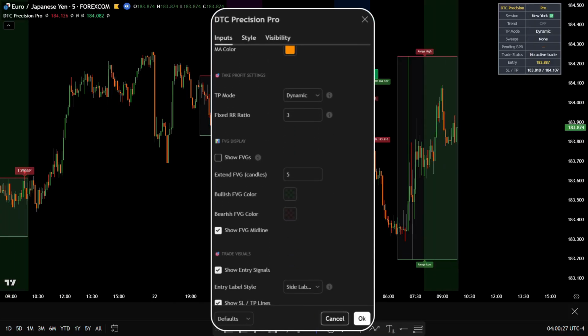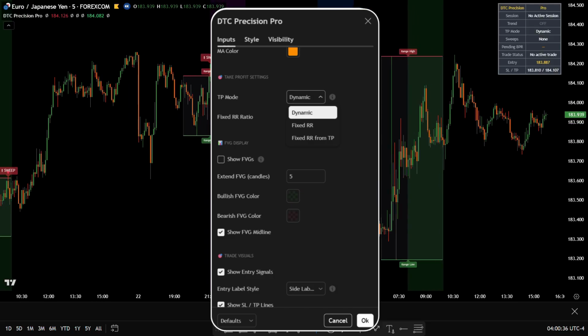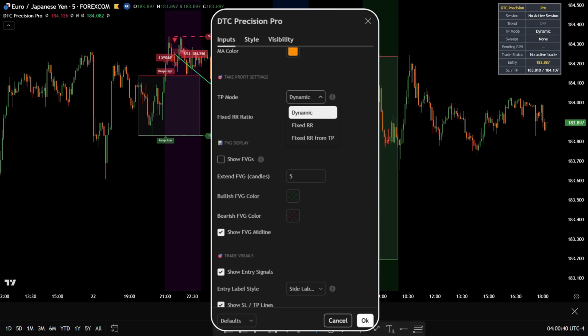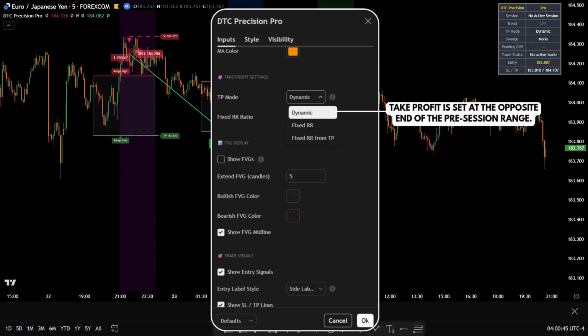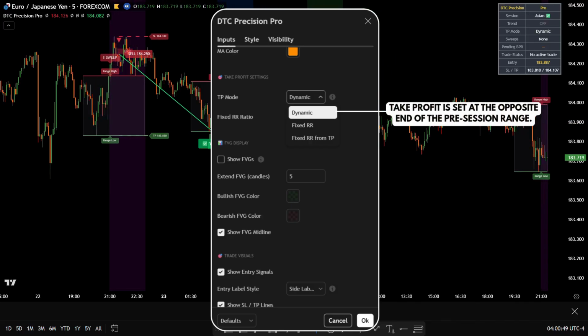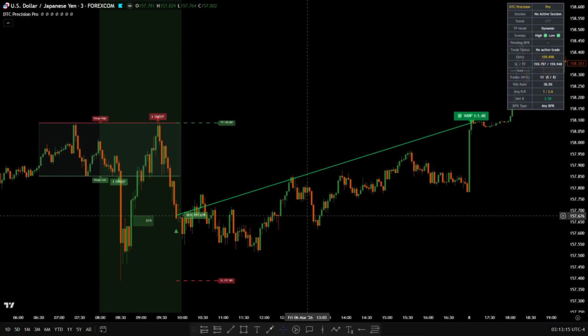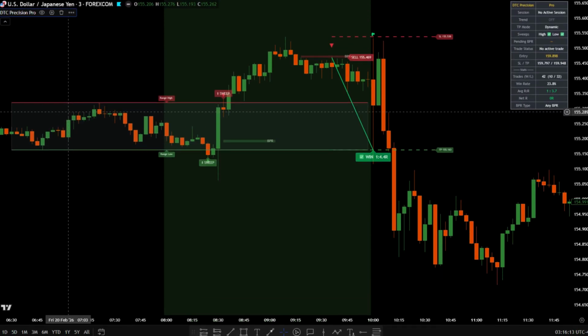Take profit modes. This is important. You've got 3 options and they fundamentally change how your trades are structured. Dynamic is the default. Your take profit is set at the opposite end of the pre-session range. So if you entered a buy after a low sweep, your TP is the range high. If you entered a sell after a high sweep, your TP is the range low.